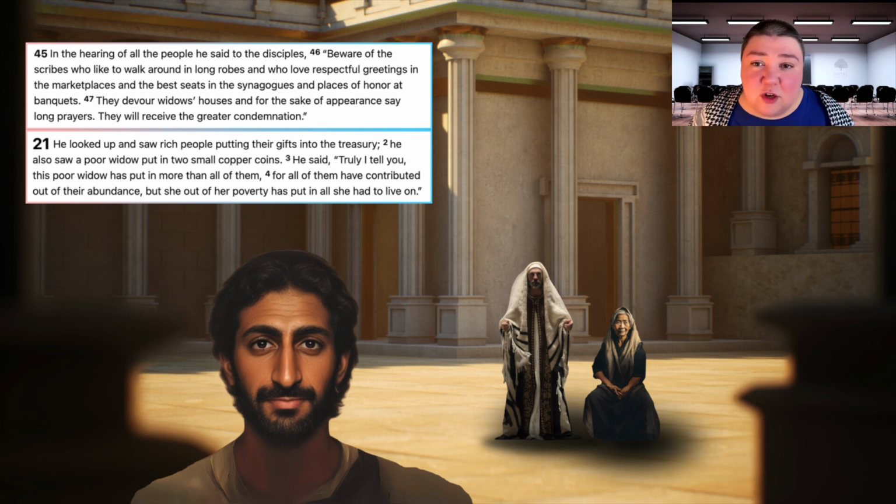Then as Jesus looked up, he saw rich people putting their gifts into the treasury. He also saw a poor widow put in 2 small copper coins. He said, "Truly I tell you, this poor widow has put in more than all of them. For all of them have contributed out of their abundance, but she, out of her poverty, has put in all she had to live on."